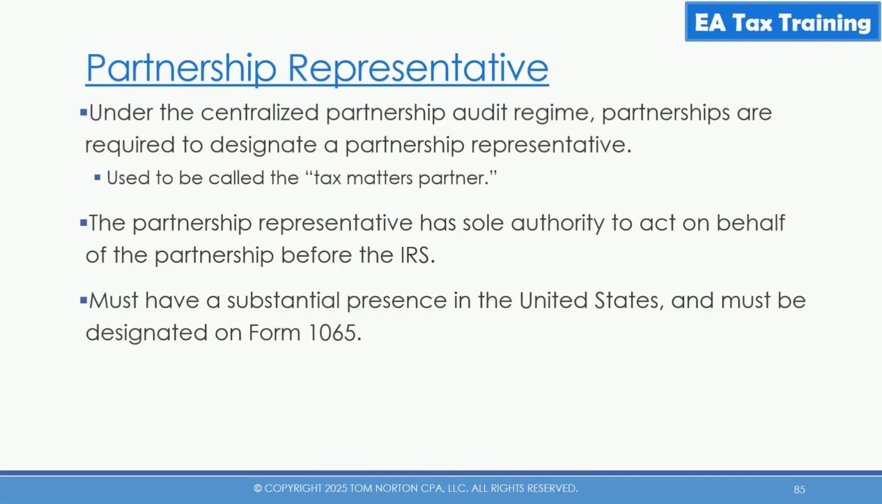A partnership representative. Under the BBA, partnerships are required to designate a partnership representative. There used to be something called a tax matters partner that was similar, but now it's called a partnership representative. The partnership representative has sole authority to act on behalf of the partnership before the IRS. They must have a substantial presence in the United States, and they must be designated on the Form 1065. So again, every year you have to designate who is the partnership representative.